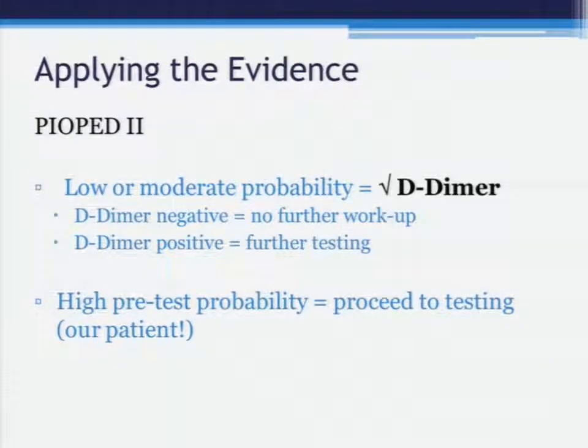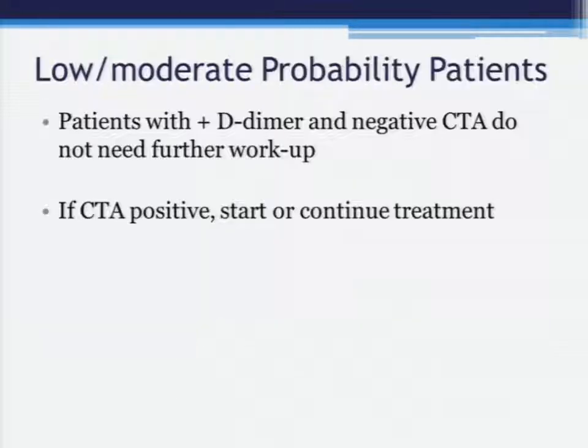Okay. So the PIOPED-2 study also looked at D-dimers, and they found that patients who had low or moderate probability could start with a D-dimer, and if it was negative, you wouldn't have to further treat. If it was positive, then you would treat. Now, our patient, we know, has a high pretest probability, so we're going to proceed to treatment and not get a D-dimer because she's not at a low or moderate risk probability.